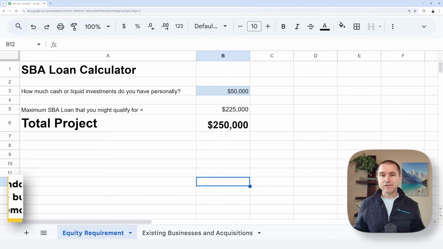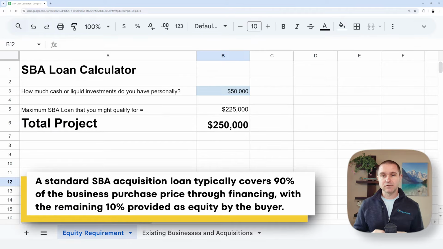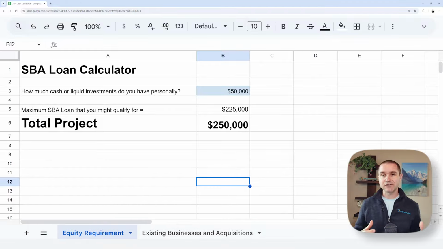Okay, so the standard SBA acquisition loan is going to be 90% financing. So 90% of the purchase price of the business would be an SBA loan, 10% would be equity. That's the standard, normal acquisition deal structure. What that means is if you've got a $1 million purchase price, you're going to put in 10% as equity. So $100,000 you can think of as equity.